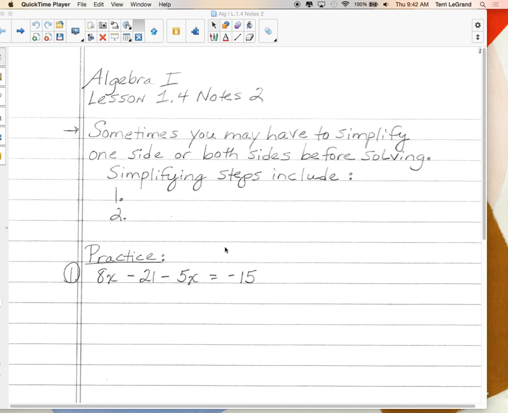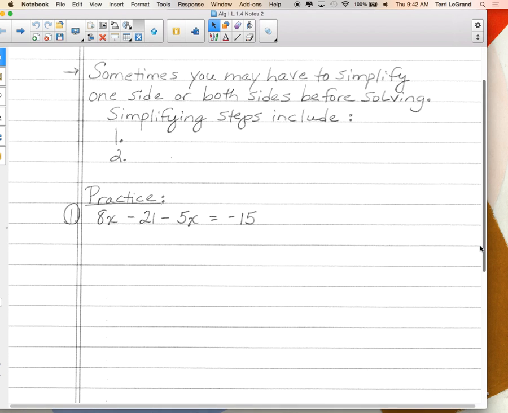And this is kind of a big deal that we understand the difference between the two, because students tend to, when they're simplifying, try to do the same thing twice on the same side of the equation. It's like they're trying to do what we do when we're solving. So we've got to make sure that we know the difference between simplifying and solving. So I say here, sometimes you may have to simplify one side or both sides before solving.